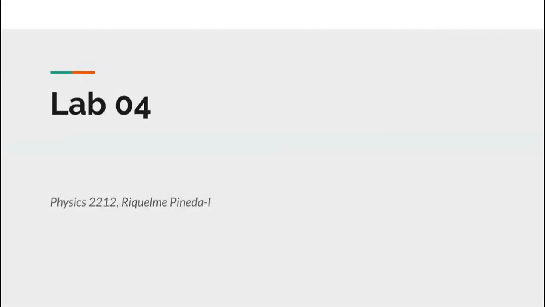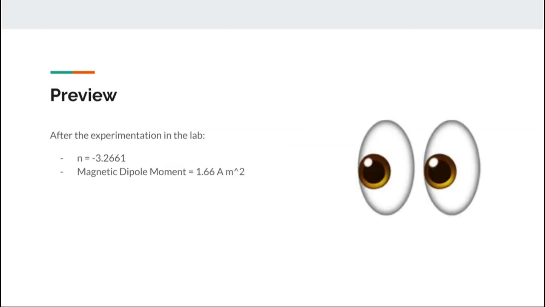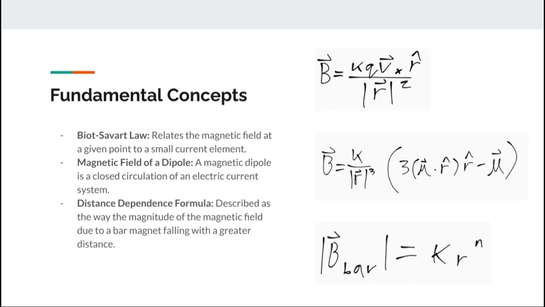This is Lab 4 for Physics 2212. Let's get into it. For the introduction, the idea of the lab is to measure the distance-dependent magnetic field of a bar magnet, and using the Biot-Savart law, compare the observed and predicted distances of the on-axis and off-axis magnetic fields. As a preview, after experimentation, n equaled 3.2661 and the magnetic dipole moment mu equaled 1.66 A·m².